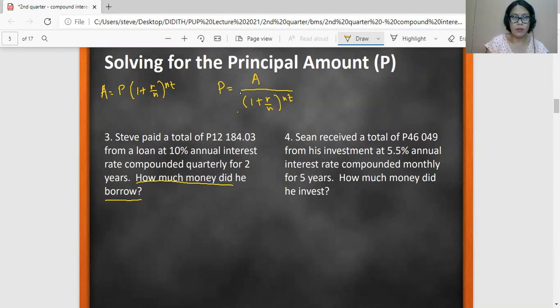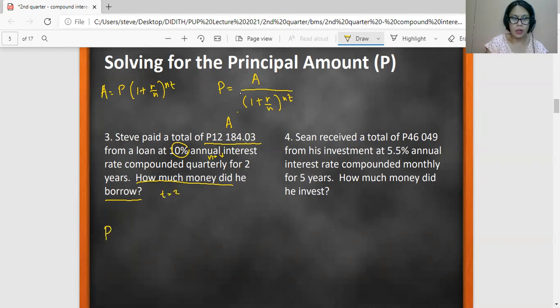Particularly in number 3, Steve paid a total of 12,184.03. So this is the final amount, A. And this is the annual interest rate, compounded quarterly. So n is 4. And then this is for 2 years. t equals 2.